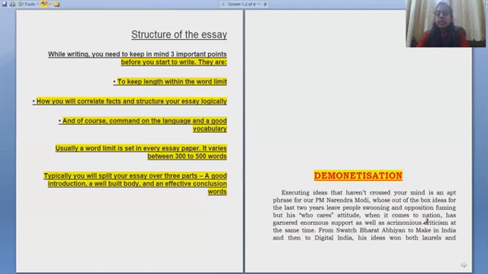Executing ideas that haven't crossed your mind is an apt phrase for our Pradhan Mantri, or you can say Prime Minister Narendra Modi, whose out of the box ideas for the last 2 years leave people swooning and opposition fuming, but his who cares attitude when it comes to the nation has garnered enormous support as well as acrimonious criticism at the same time. Yes, now, because this particular step of demonetization was taken by our Prime Minister Narendra Modi, you have to specifically mention this in the introduction.